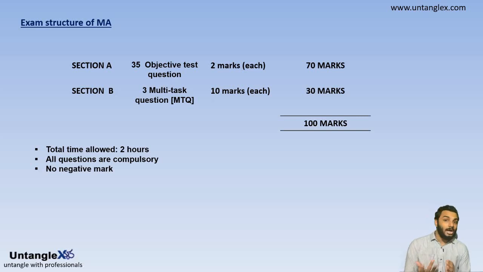When talking about the examination structure, the exam has two sections, section A and B, and it is a 100-mark examination. Section A has 70 marks, and section B has 30 marks. In section A you have 35 objective test questions, OTQ questions, with 2 marks each, and in section B there are 3 multi-task questions, each of them having 10 marks, and you have a total of 2 hours for the examination. Every question is compulsory, and there is nothing like negative marking.